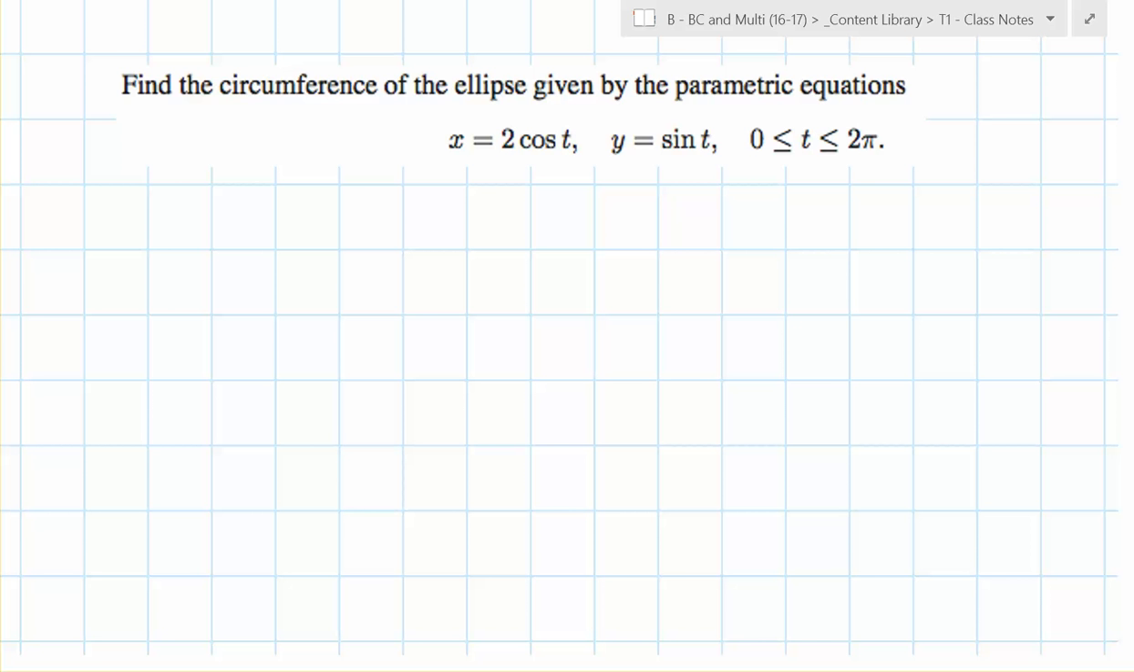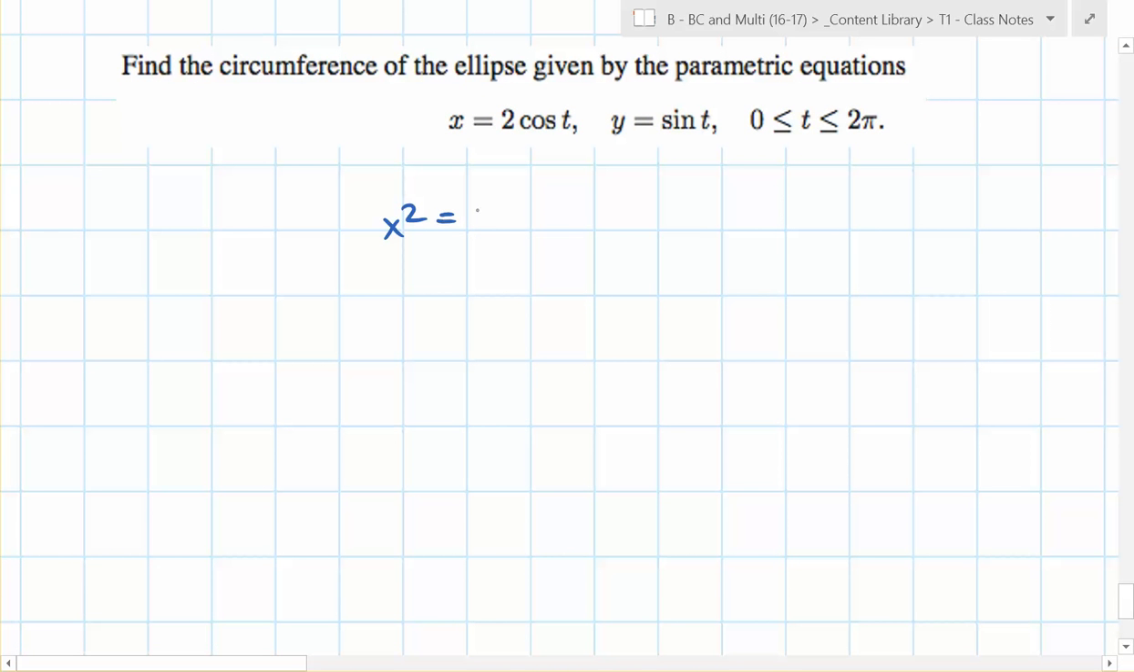We love squaring and adding, right? We love squaring and adding. So what do you have here? x squared is equal to what? 4 cosine squared t. And then what does y squared equal? Sine squared t. Well, this means that cosine squared t is equal to what? x squared over 4.